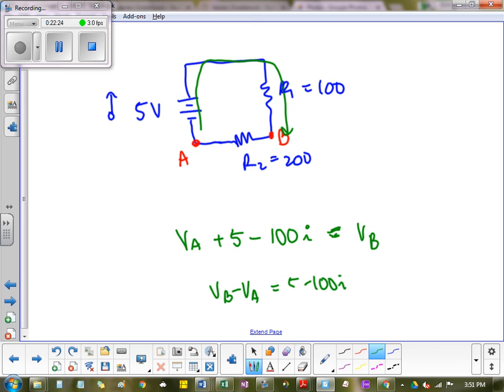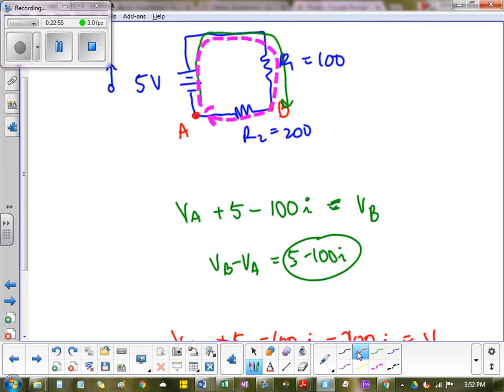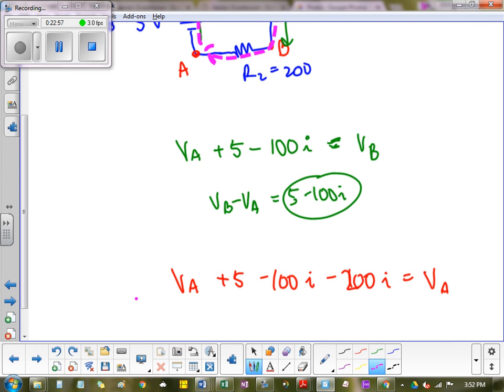So how do you actually calculate VA minus VB numerically? Well, you have to know I. How are you going to get I? For that, you need the whole journey all the way around. So imagine going all the way around the loop. What would that equation be? That would be the full journey. So it would be VA, add the 5, subtract off the 100I, subtract off the 200I, and then you're back to home plate. So that's what happens when you go all the way around. That's the pink path, right? Instead of the green path.